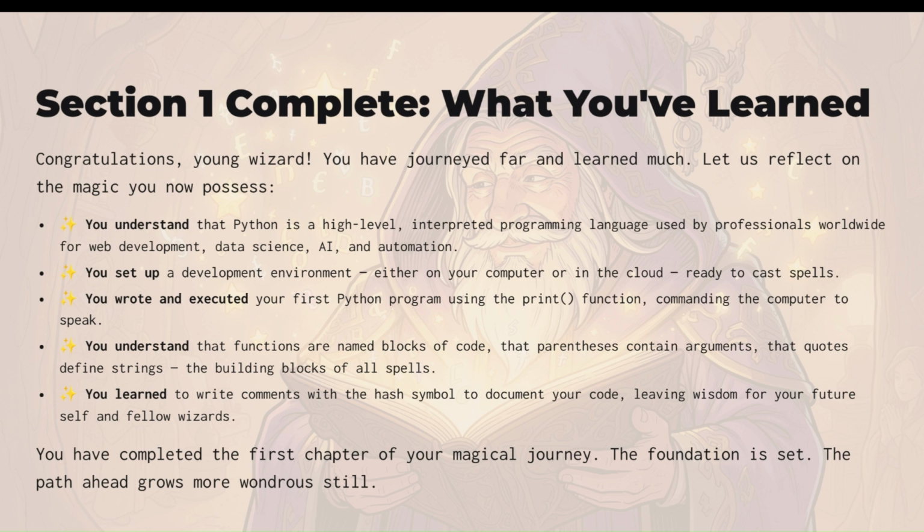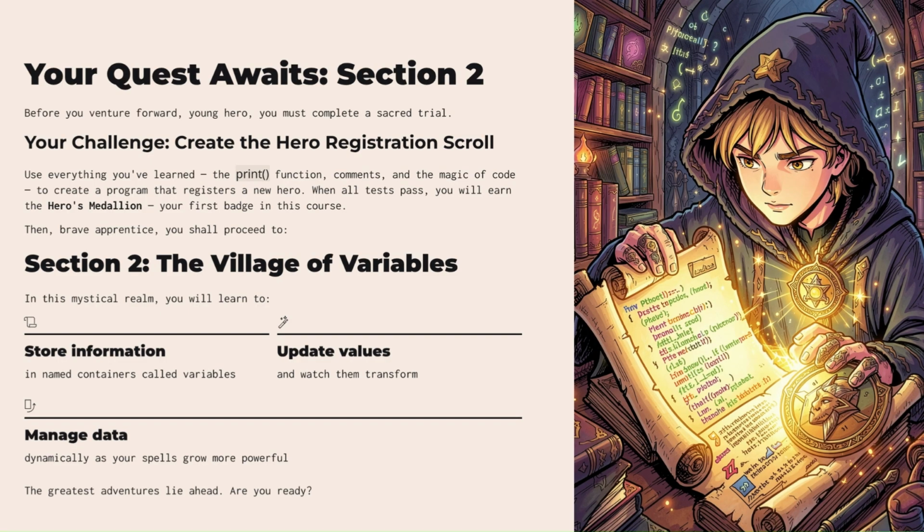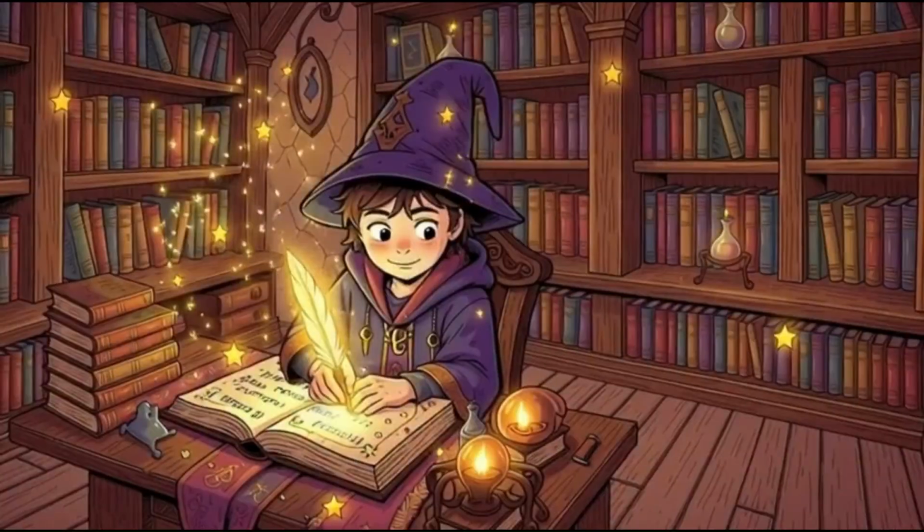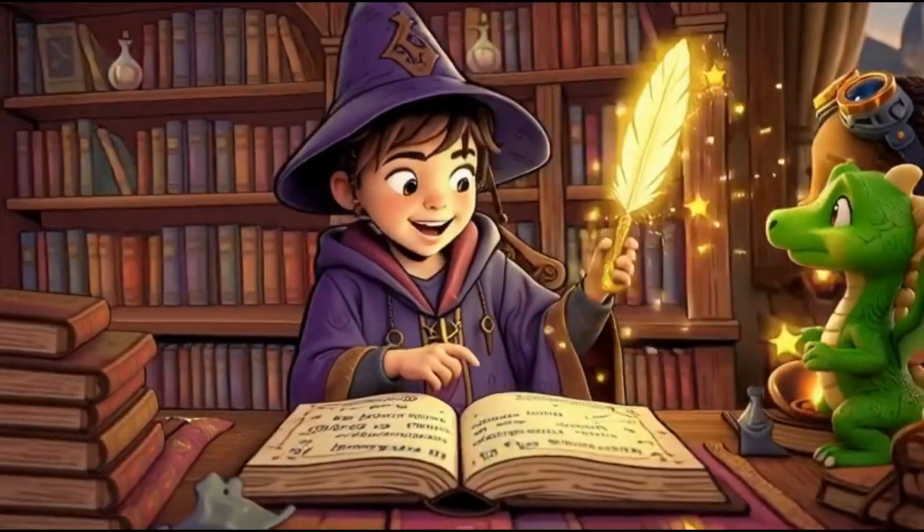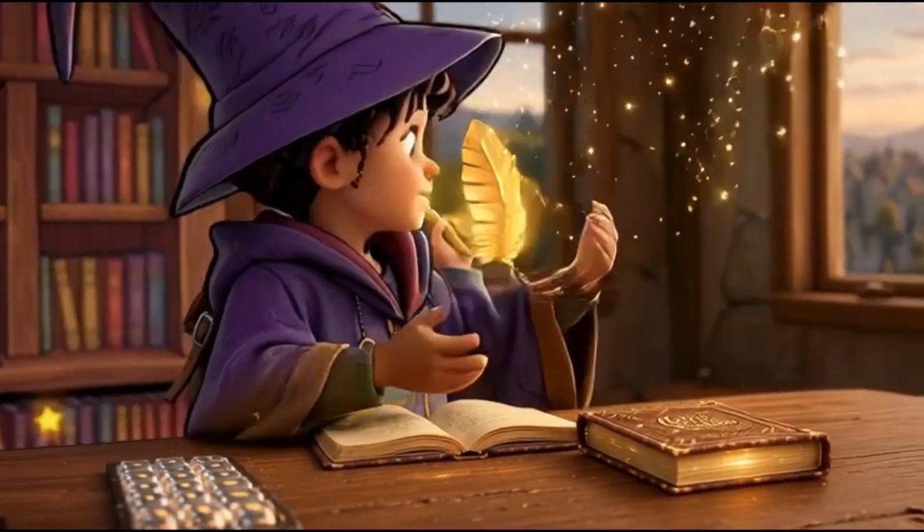Your exercise for this section is to create a hero registration scroll. When all tests pass, you earn the Hero's Medallion, your first badge in this course. Then you'll proceed to Section 2, the Village of Variables, where you'll learn to store information in named containers, update values, and manage data dynamically. The path ahead is clear. The castle grows closer with each lesson, and the Chaos Bug Dragon's days are numbered. I'll see you in the Village of Variables.